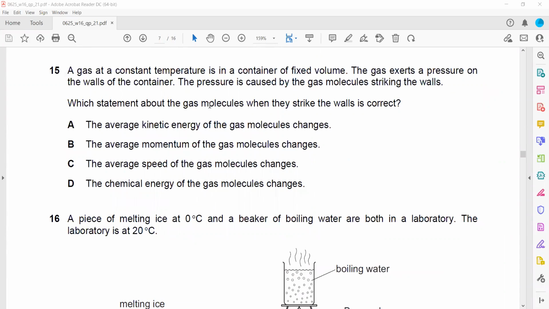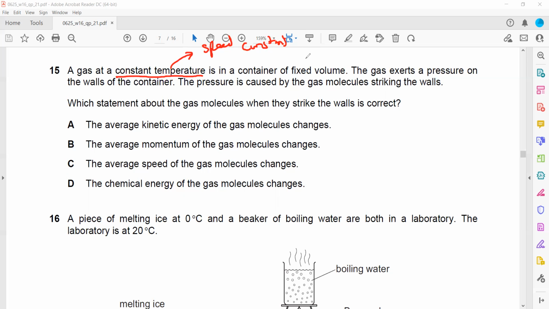In question 12, a gas is there at a constant temperature in a container of fixed volume. The gas exerts a pressure on the wall of the container and pressure is caused by the gas molecules striking the wall. Which statement about the gas molecules when striking a wall is correct? As I mentioned, it is a constant temperature. Temperature is not changing. It means the speed does not change. Speed remains constant, because the temperature of the gas affects the speed at which the particles are moving. High temperature means particles will move faster. Low temperature means particles will move slower.